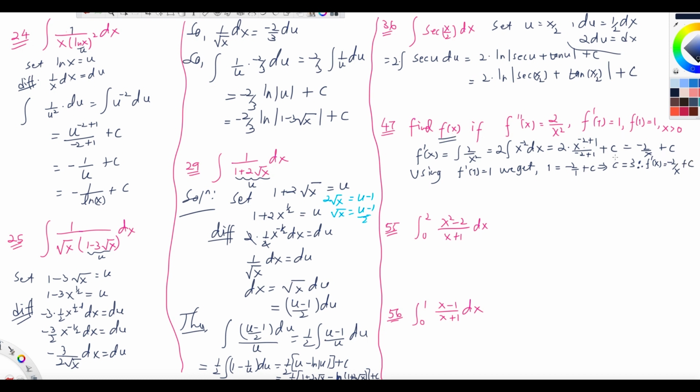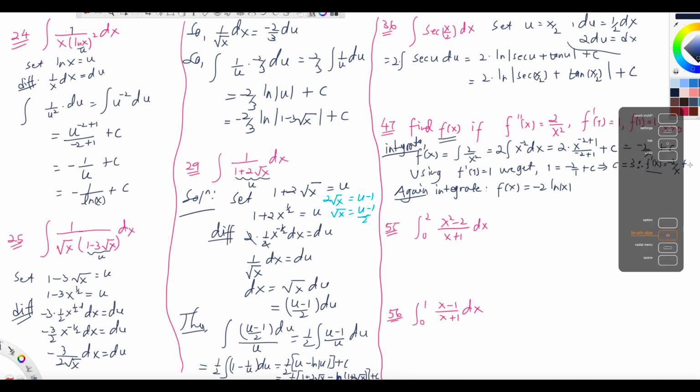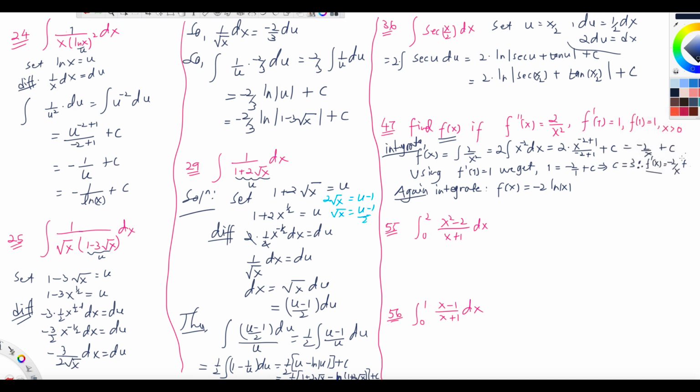But we want to find f of x, so we need to integrate this again. So what do you get? Again integrating, I'm saying integrate here and then here. If you integrate, you will get f of x equals, what is the integral of negative 2 over x? You will get negative 2 natural log of x. Oh, by the way, this is not c, this is 3 now, because we already found the value of c, that is 3, right? So the integral of 3 is plus 3x.